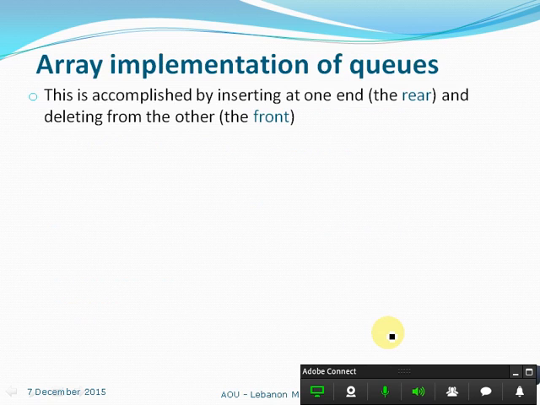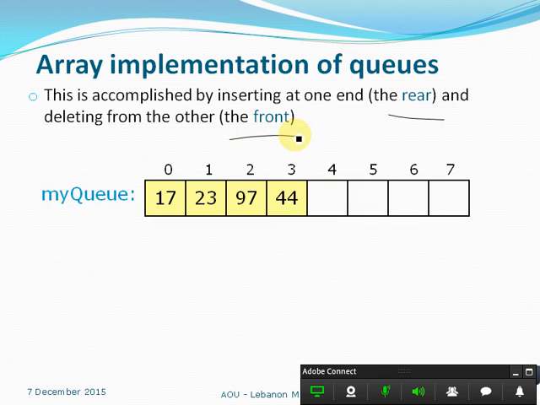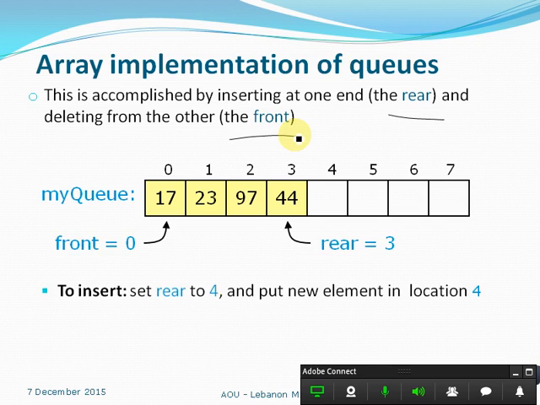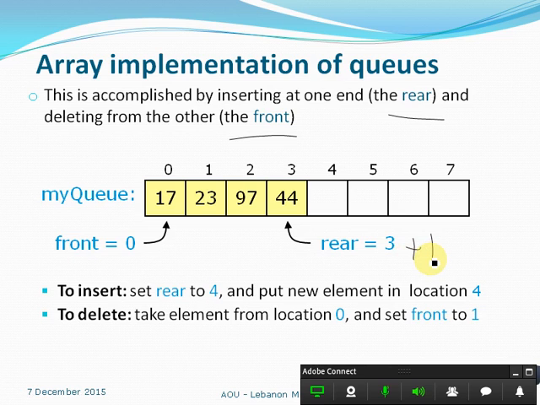Array implementation of the queue. This is done by using two pointers, the rear pointer and the front pointer. You can create an array called myQueue, in which we insert values at the rear end and get values from the front end. Here the rear is 3, front is 0. To insert, you set the rear to 4, so rear plus plus or rear plus 1. To delete, you set the front to 1 by removing this element, that is front plus 1, and you set this value to 0 if it is integers, null if it is any other object.